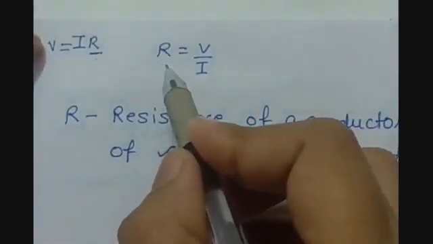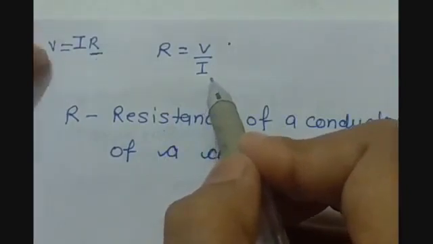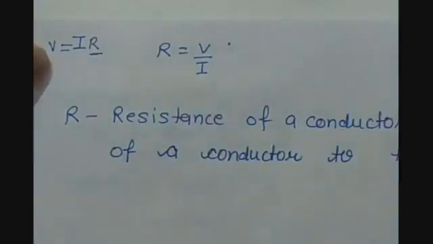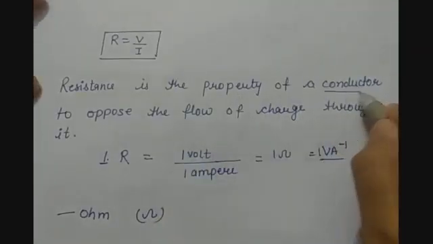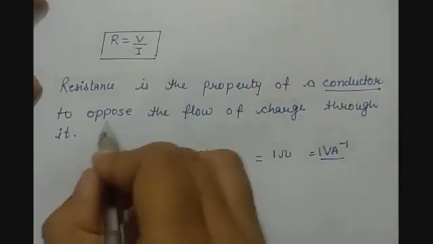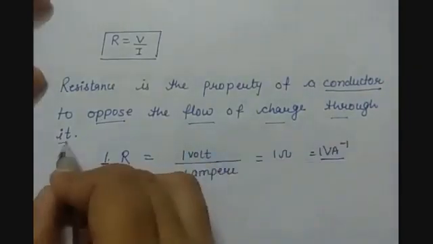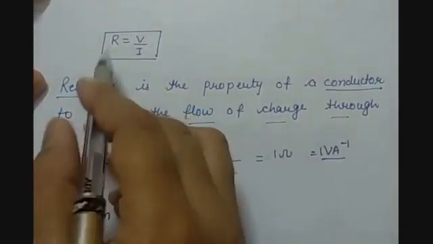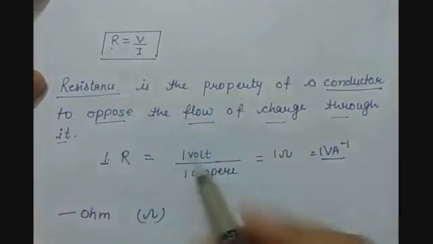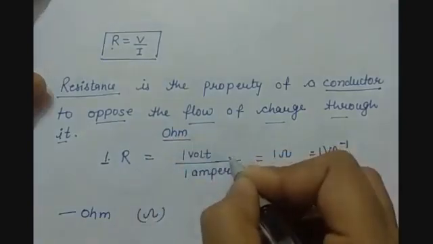So R is the resistance of the conductor, V is the potential difference, I is the current flowing in the circuit. So we can define resistance as the property of a conductor. Remember, this is the property of the conductor and not the material. Property of the conductor to oppose, to resist the flow of charge through it is known as resistance. And resistance is denoted by the capital letter R, measured in ohm. Ohm is the SI unit of resistance.